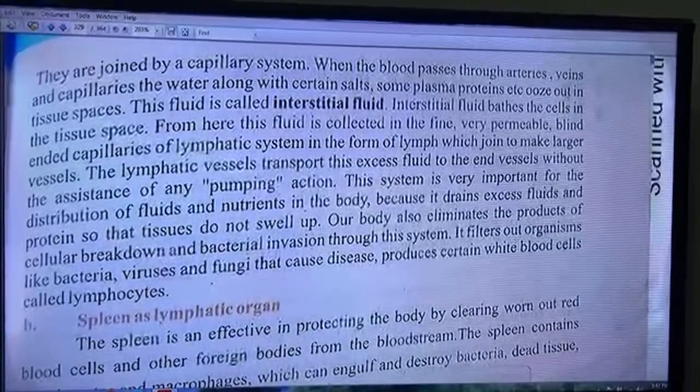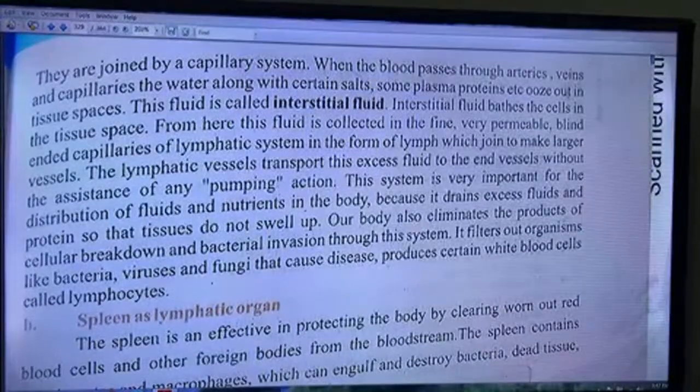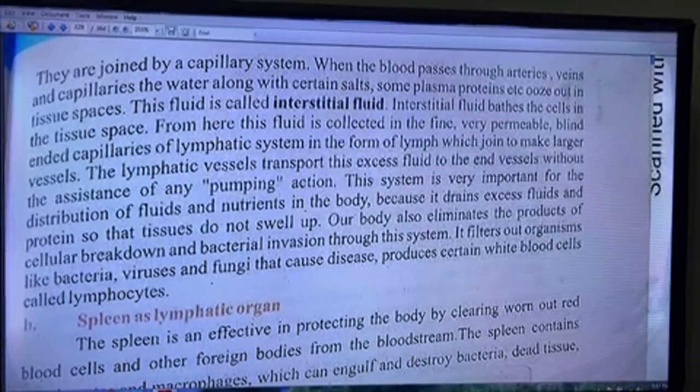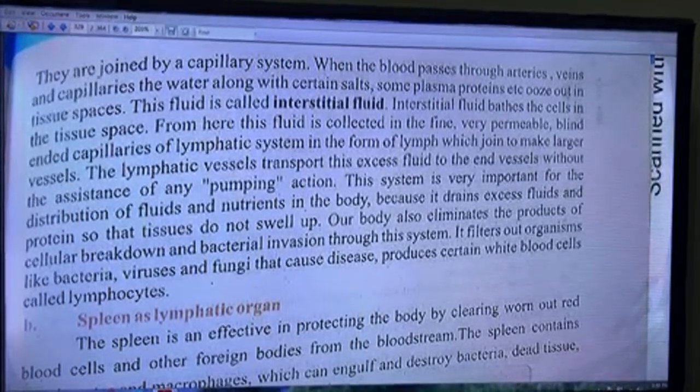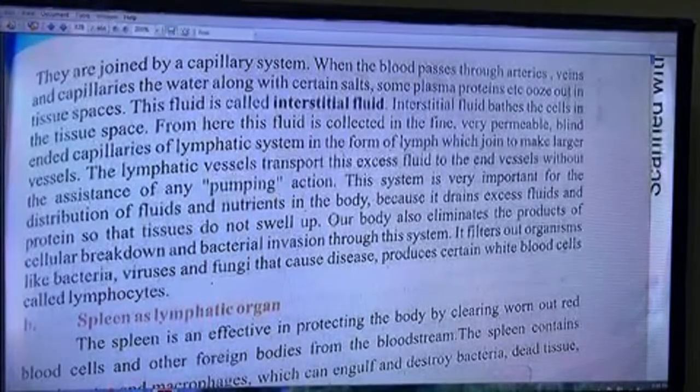This system is very important for distribution of fluid and nutrients in the body, because it drains excess fluid and protein so that tissues do not swell up. Our body also eliminates the products of cellular breakdown and bacterial invasion through the system. It filters out organisms like bacteria, viruses, and fungi that cause diseases. It also produces certain white blood cells called lymphocytes.